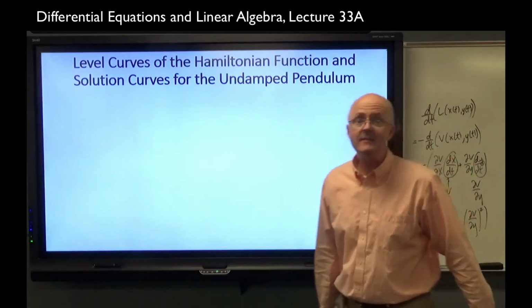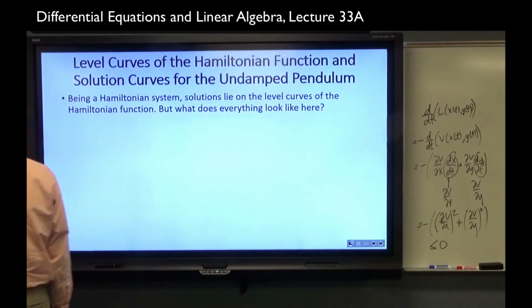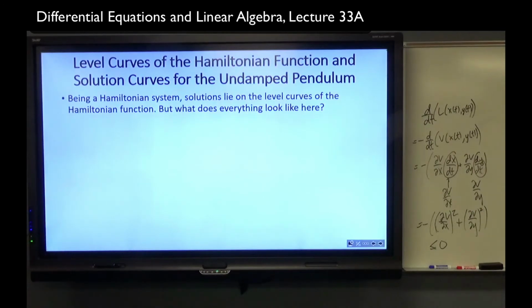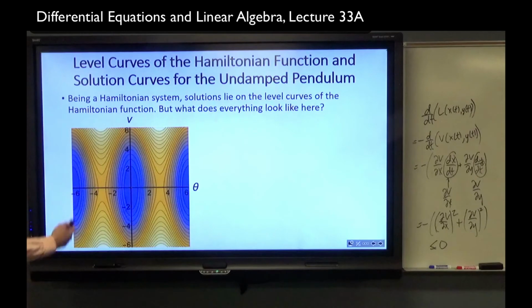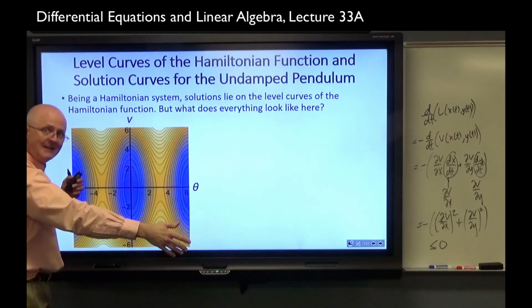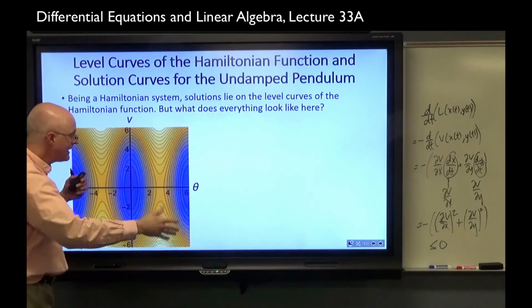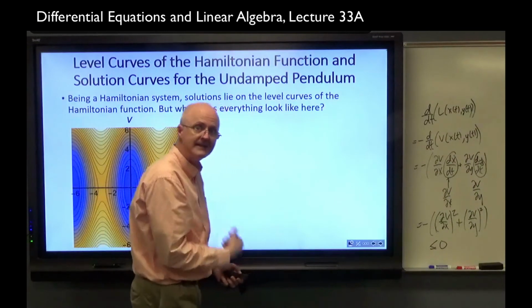It's Hamiltonian. Solutions have to lie on the level curves. What do they look like here, though? Use technology. This is what they look like, at least when theta and v are both between negative 2 pi and positive 2 pi. I could extend it further, and the periodicity of sine of theta would actually mean this picture would periodically repeat itself, essentially.